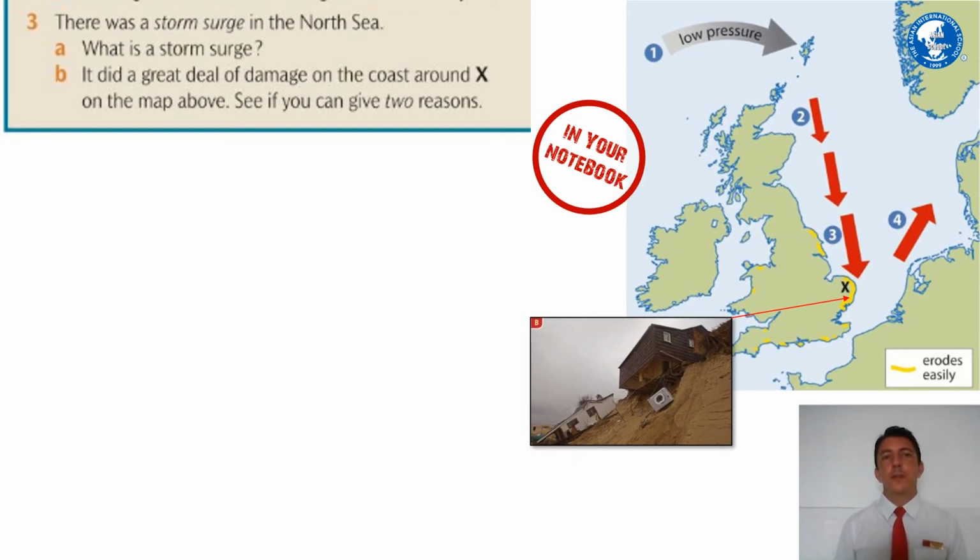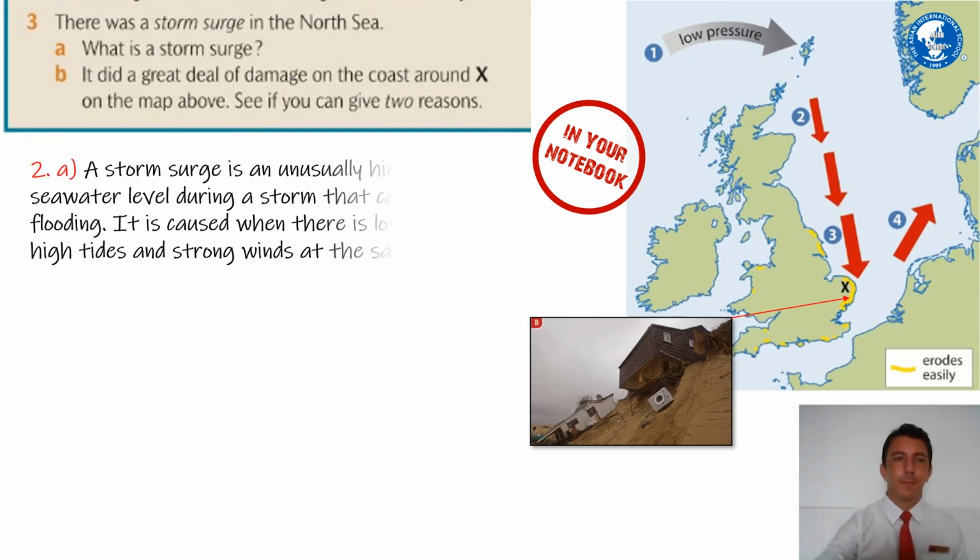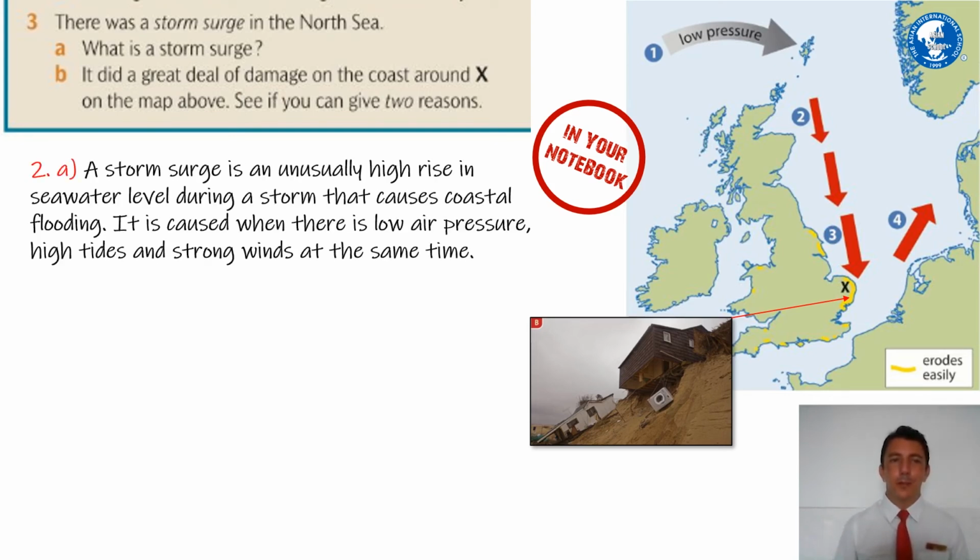Question 3, there was a storm surge in the North Sea. What is a storm surge? And it did a great deal of damage on the coast around X. Photo B here was taken from the coast at X. See if you can give 2 reasons. Okay, first, a definition. A storm surge is an unusually high rise in seawater level during a storm that causes coastal flooding. It's caused when there is low air pressure, high tides, and strong winds at the same time.